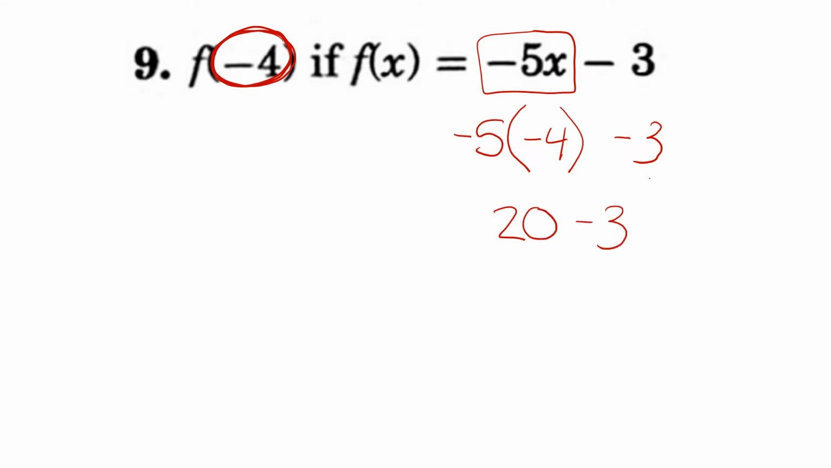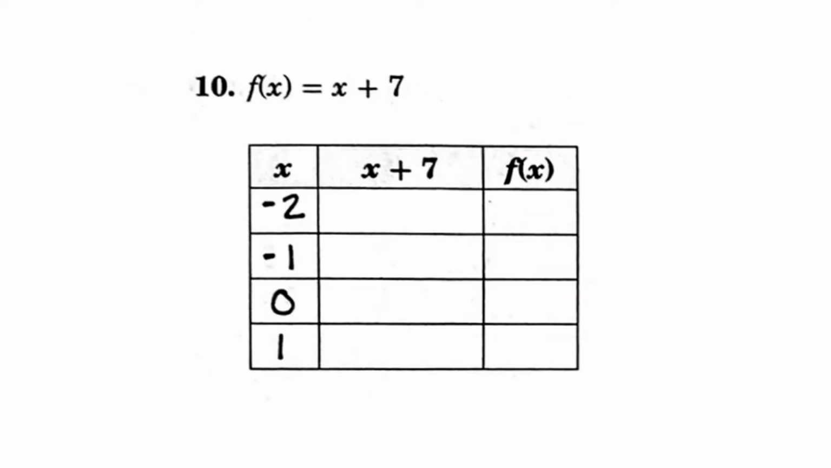20 minus the 3 would give us an answer of 17. For number 10, we have a table. In the table, we always use the numbers negative 2, negative 1, 0, and 1 unless otherwise specified. We use the equation that's in the middle, in this case, x plus 7, to set up our problem. So instead of x, we're going to use all of the values on the side.